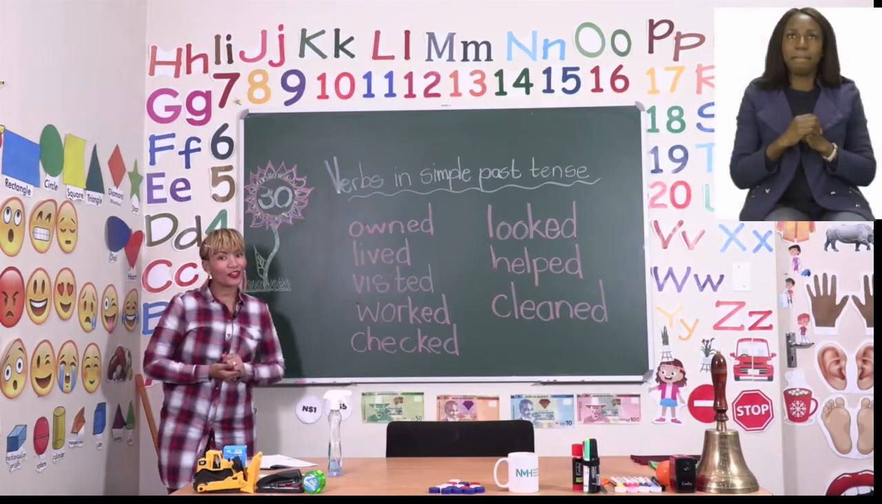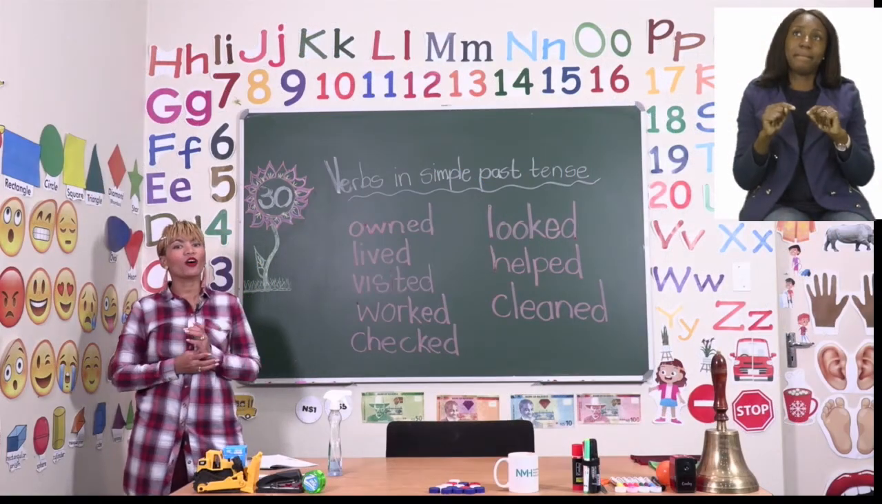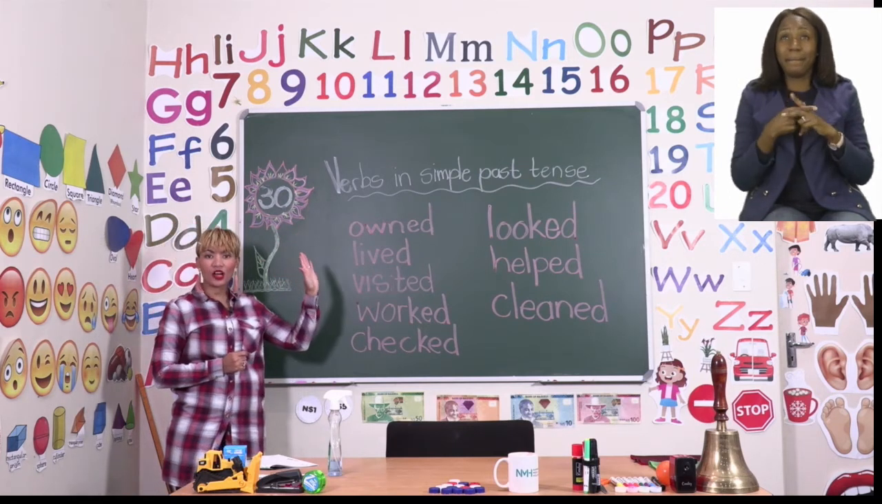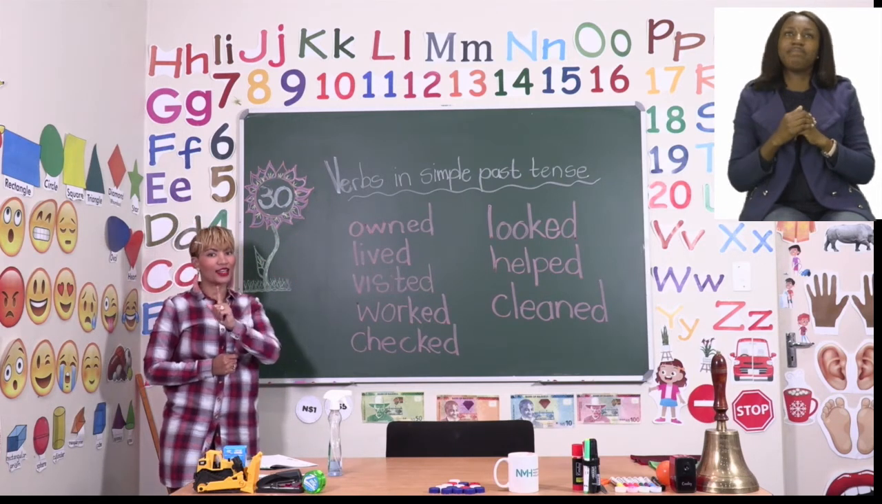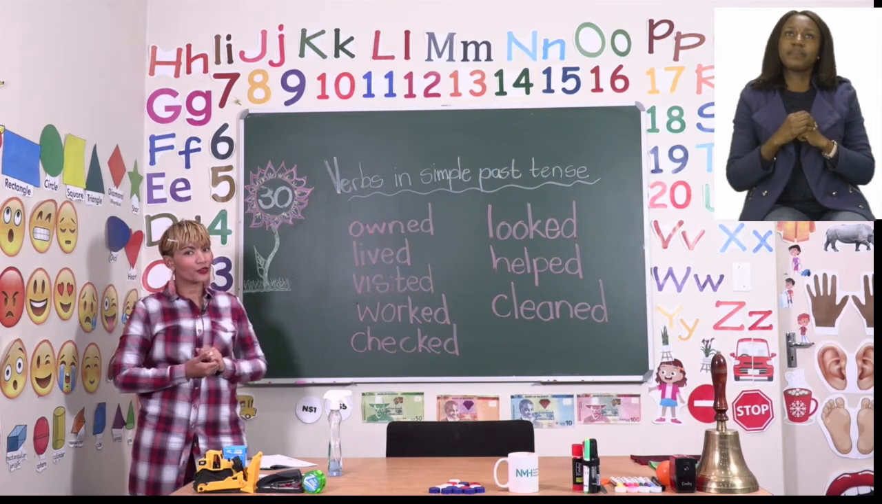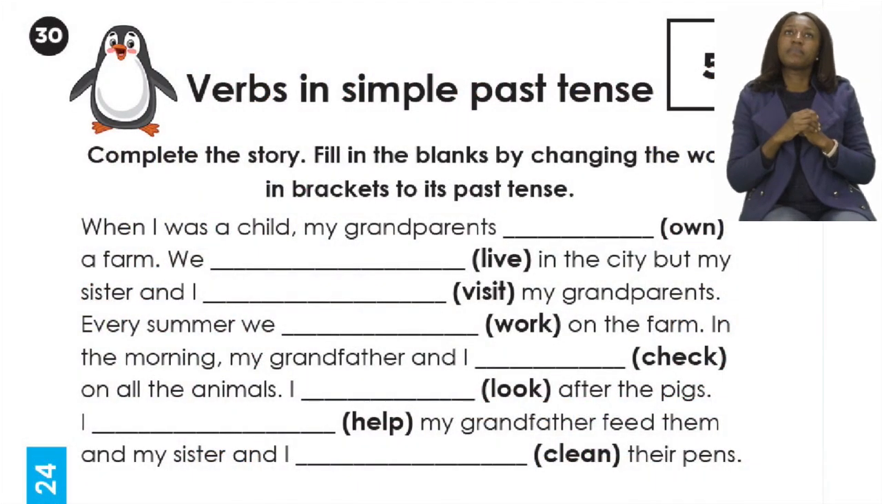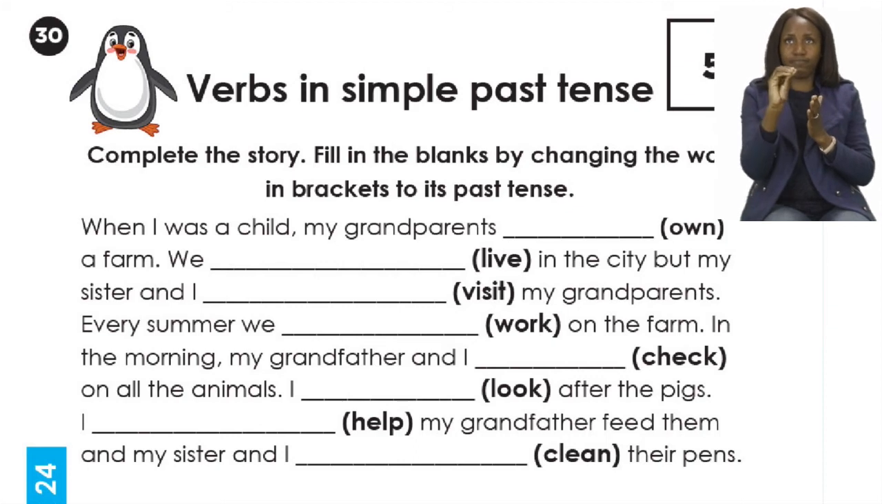In the last part of our lesson today, we are going to look at verbs in simple past tense. Now, let's quickly go to page 30 in our booklets. Now, here it says, complete the story, fill in the blanks by changing the words in brackets to its past tense. Now, let's quickly have a look at the story.